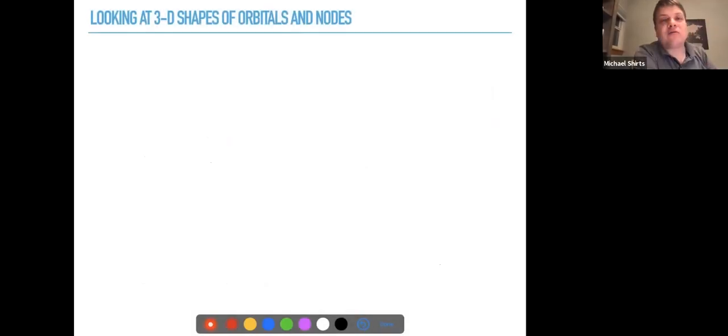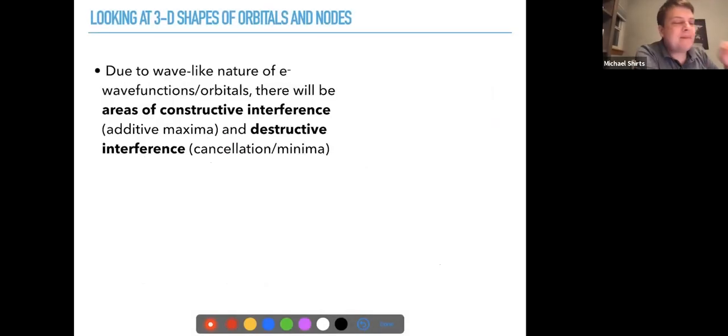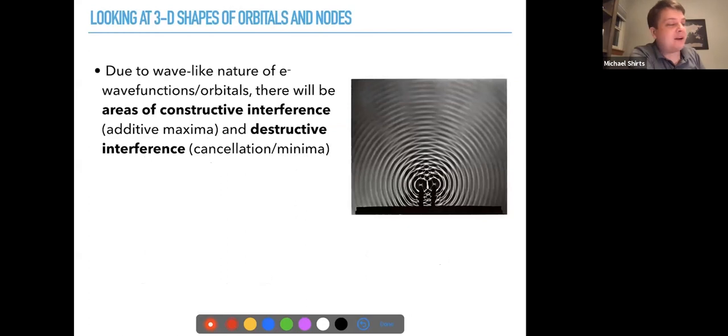So let's look at the 3D shapes of the orbitals and nodes. What we remember, we use certain terms to describe these orbitals. Due to the wave-like nature of the electron wave functions of orbitals, there are going to be areas of constructive interference, additive maxima, and destructive interference, where things cancel in their minima. This is just because of the properties of waves. All waves behave this way.